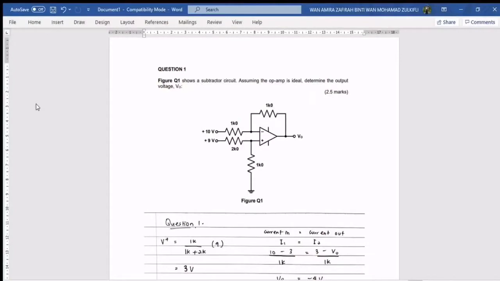Today, I would like to present 4 types of questions about op-amp. Let's take a look at the first question. Figure Q1 shows a subtractor circuit. Assuming the op-amp is ideal, determine the output voltage V0.